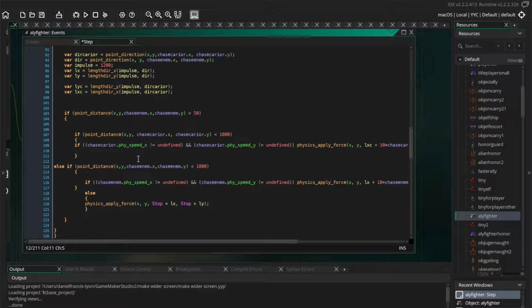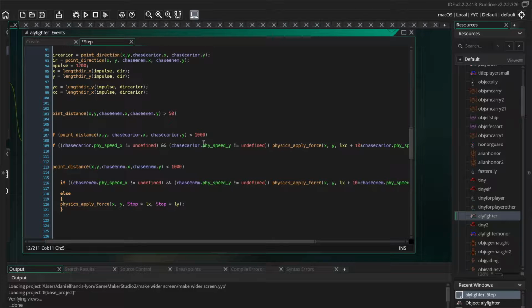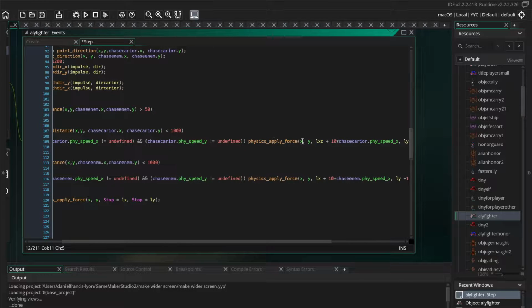That's like close enough. And then if the distance to the nearest enemy mothership, so chase carrier enemy mothership, is less than 1,000, then if the speed of this mothership is not undefined, and again, phi speed x, phi speed y, so the x coordinate of the phi speed of the enemy mothership, the y coordinate of the phi speed of the enemy mothership. If it's not undefined, I put the check in because I'm going to refer to the speed of the mothership. If it's not undefined, then physics apply force.